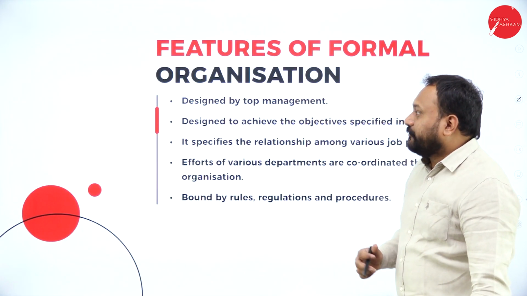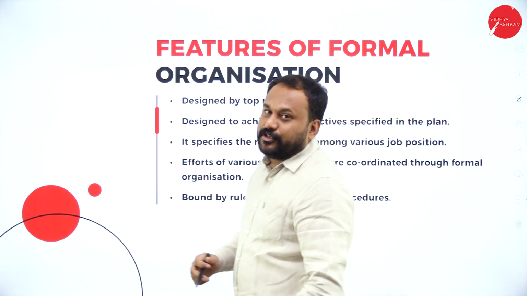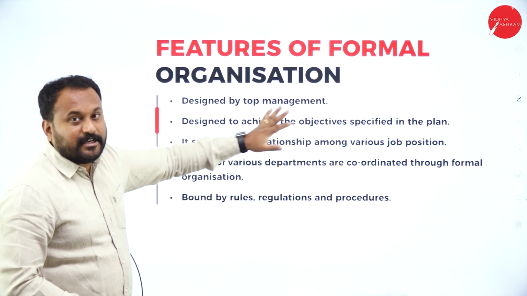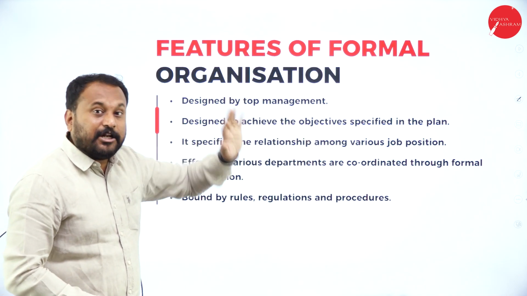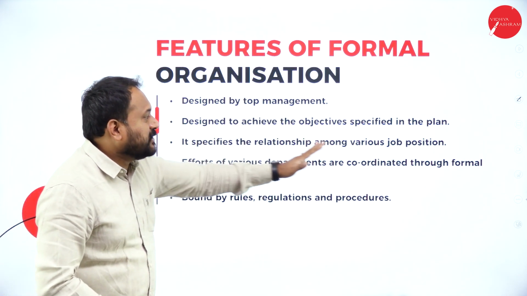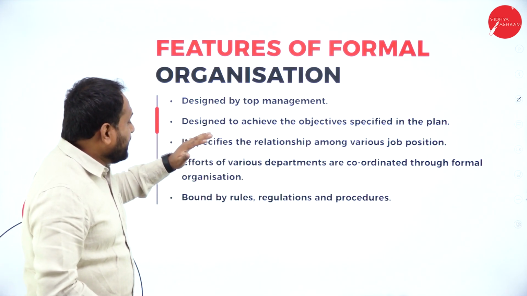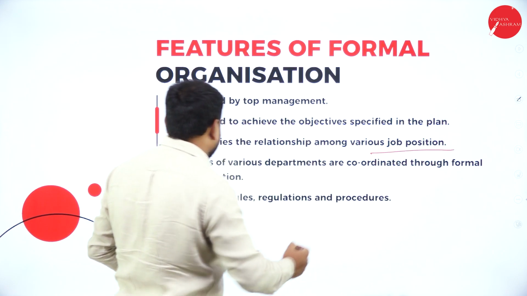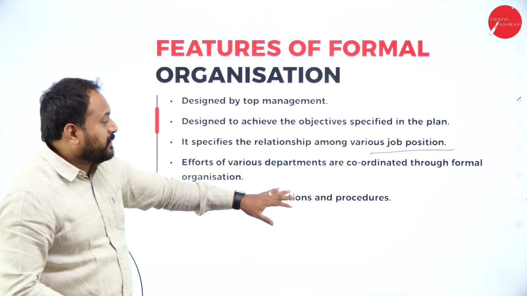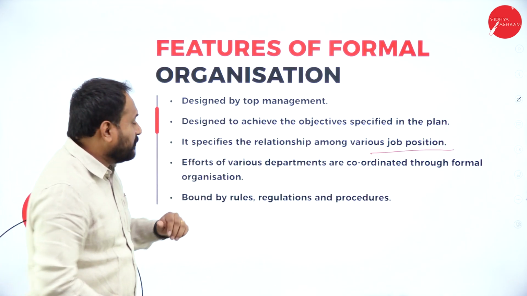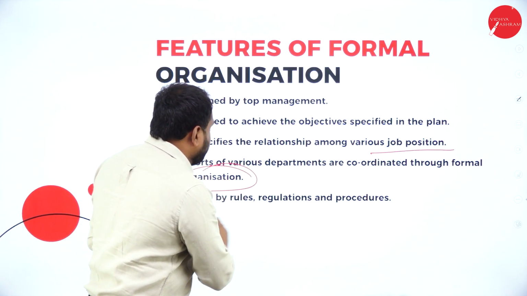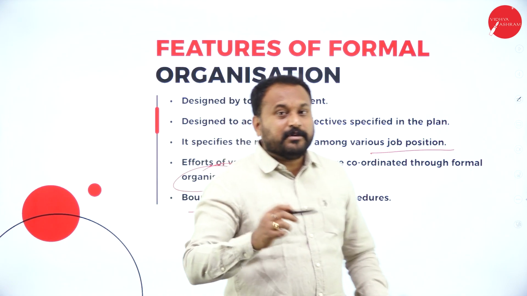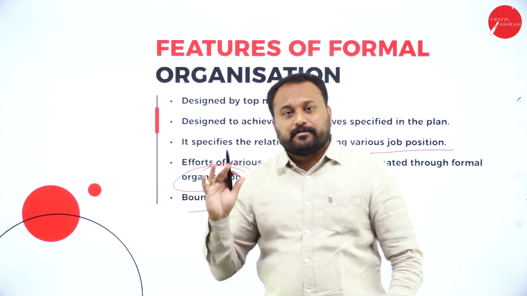So, features of a formal organization. The first feature is that it is designed by the top management. Here, everything is in order. It is designed to achieve the objectives. It specifies the relationship among various job positions. Efforts of various departments are coordinated through the formal organization, bound by rules, regulations, and procedures. Whereas informal is totally different from formal organization.